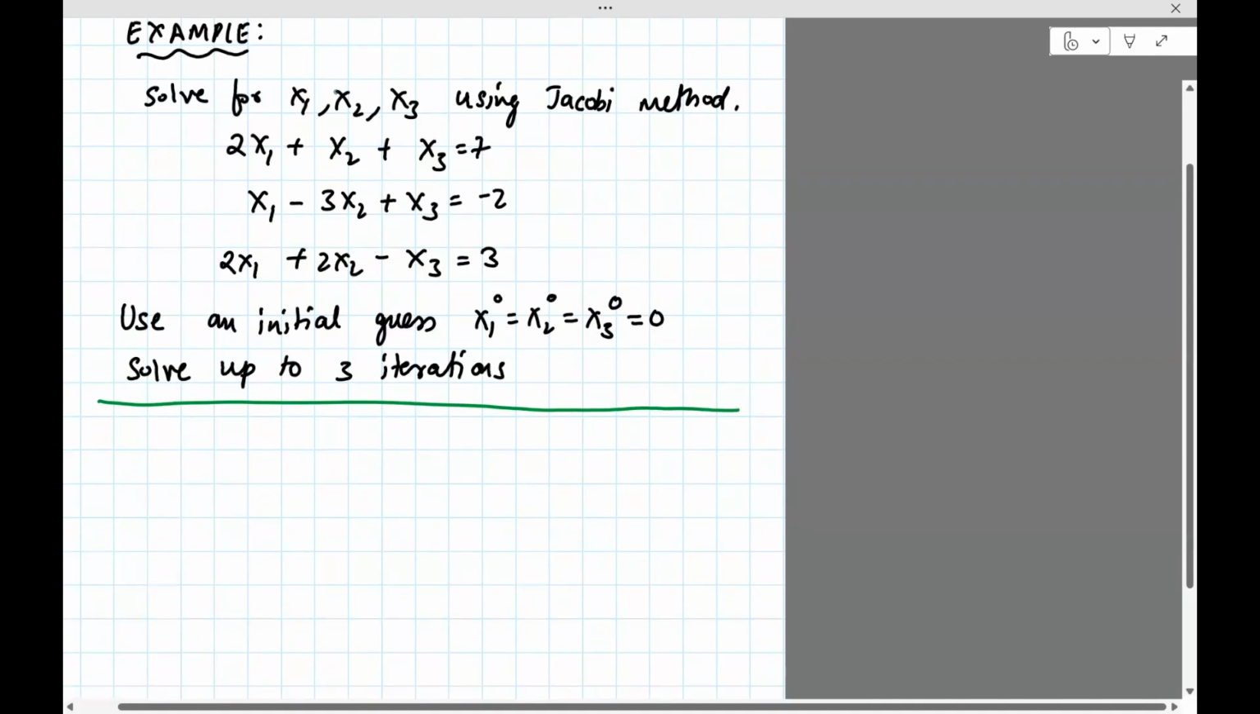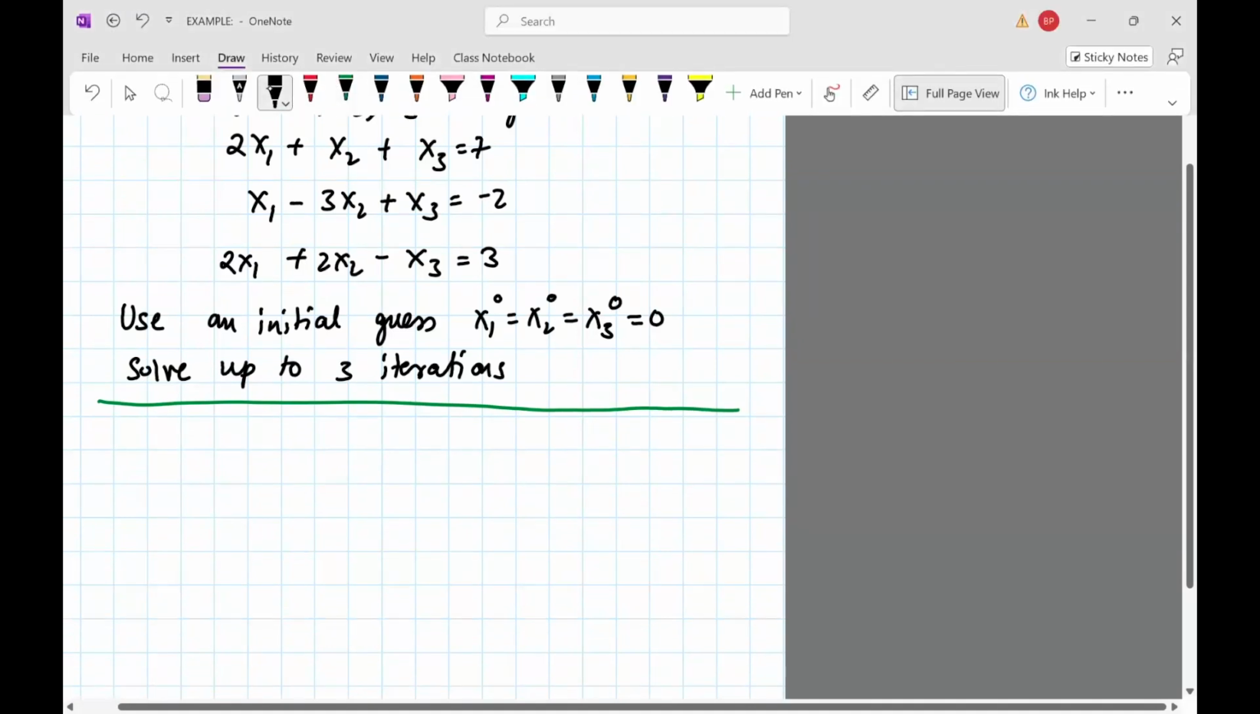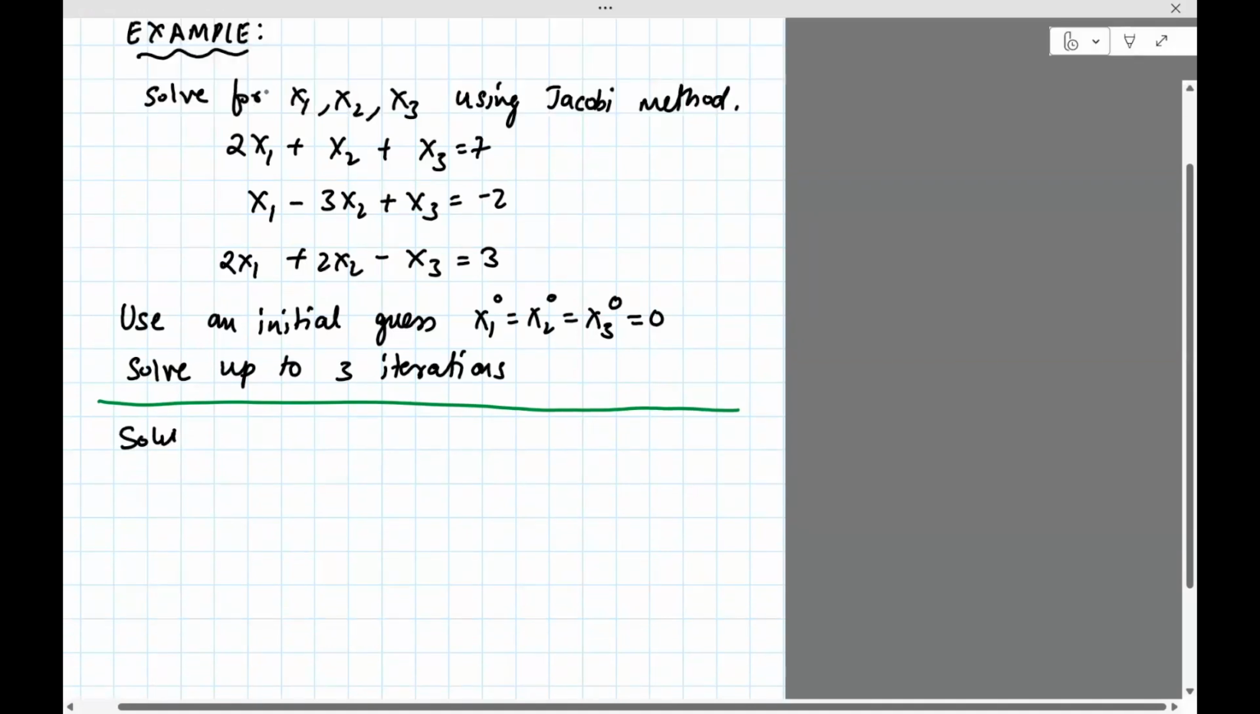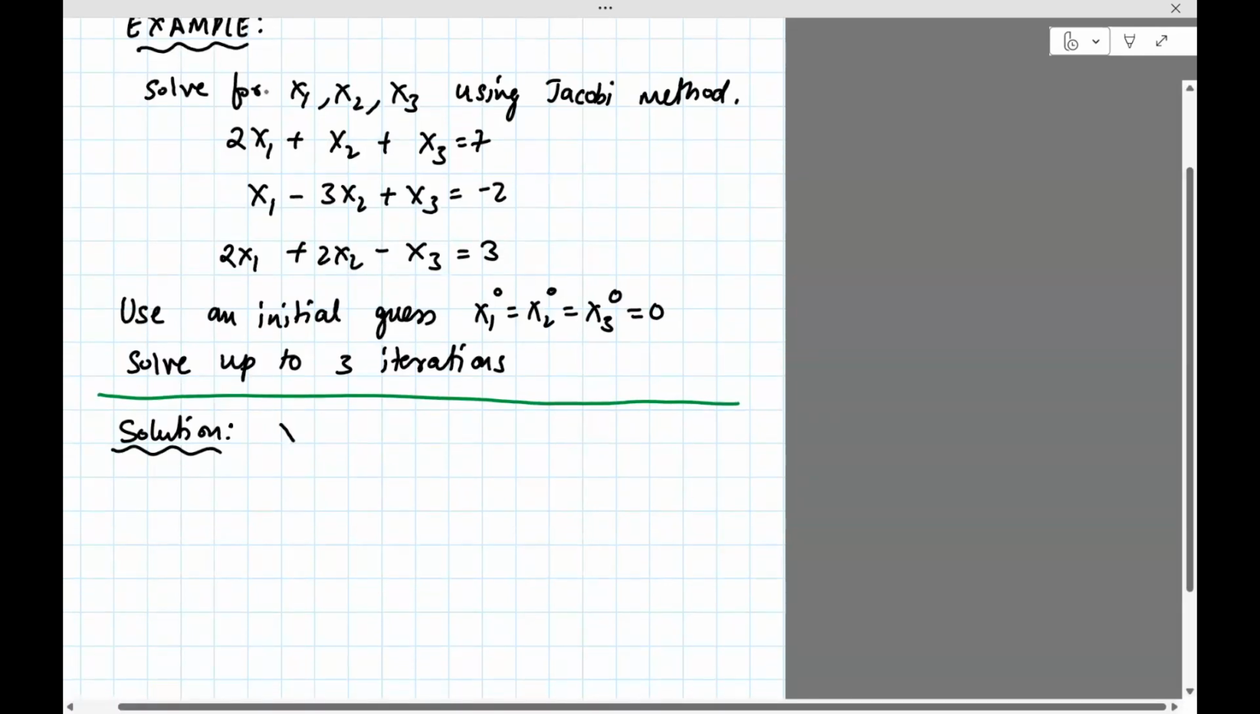Okay, so let's proceed. For the solution, I'll get ready to use the Jacobi method, which means I'll try to solve for x1, x2, x3 using those 3 equations. So let me write an equation for x1. It's 7 minus x2 minus x3 divided by 2.